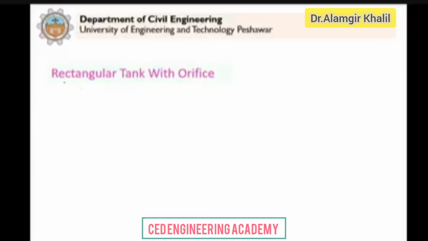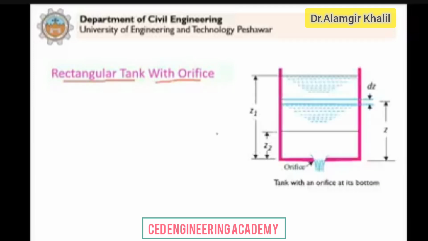Let us consider a case where we have a rectangular tank with an orifice. Now for this rectangular tank, it means that the cross section is constant. Let's say this is the length by width of this cross section. So this is the surface area, which is denoted by AS. If you look at the top, this is the tank, the water tank.